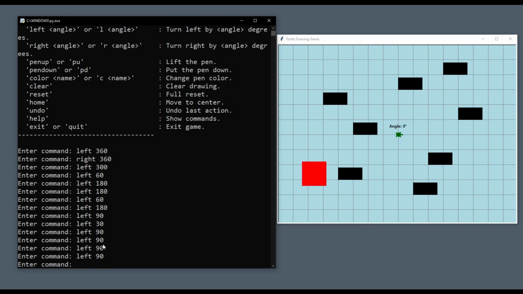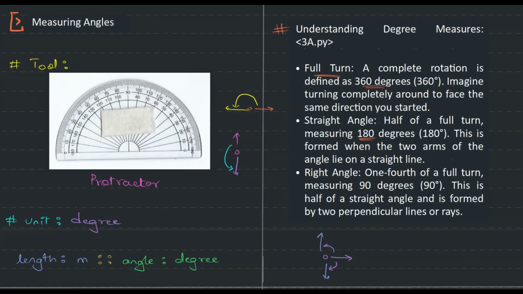So 90 plus 90 plus 90 plus 90, the last four commands will add up to 360. And so it's pointing in the initial direction. Does it make sense? So a right angle has to do with 1/4 of the full circle.